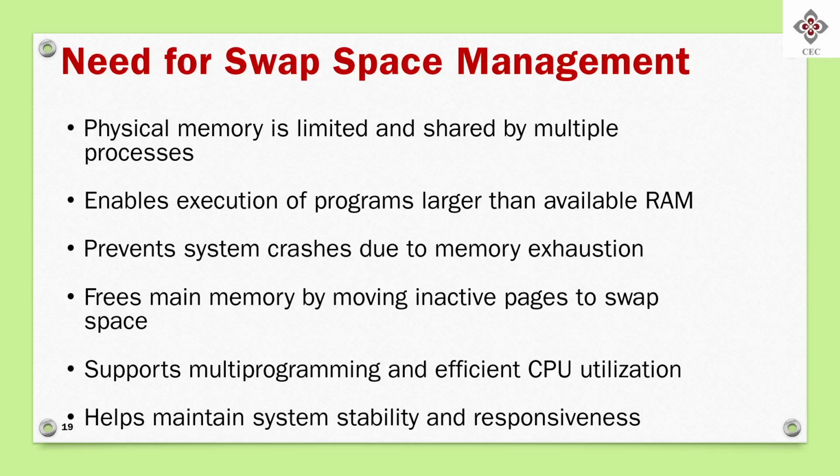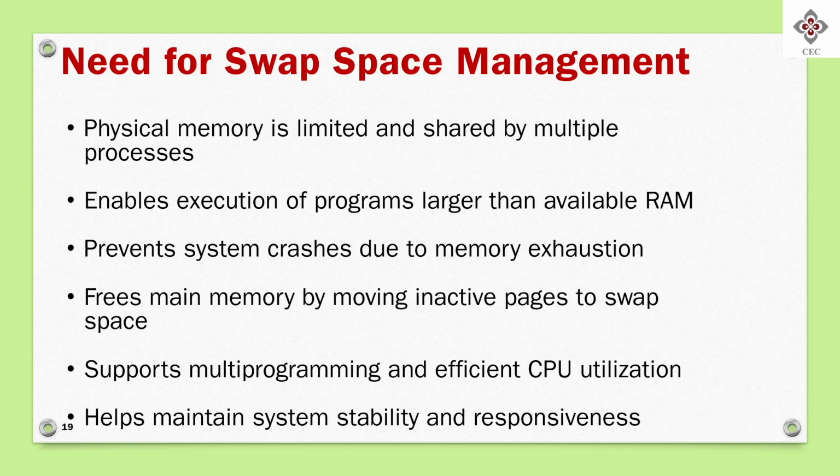That is why lower RAM memory systems will function slowly when compared to larger RAM. Prevent system crashes due to memory exhaustion. So, if the memory is full, then instead of showing that the memory is exhausted, we can have swapping, and we can still use the same memory. Free main memory by moving inactive pages to swap space. It moves the inactive pages well in advance, thereby creating space for the required pages.